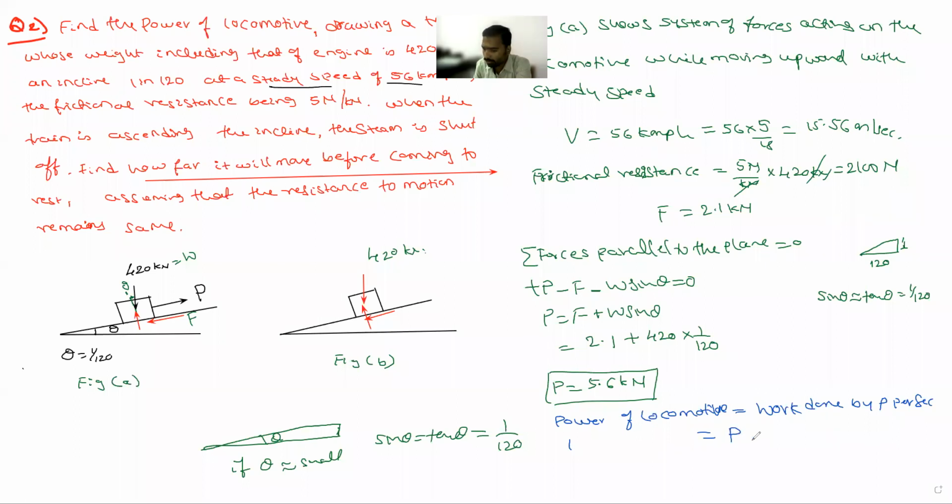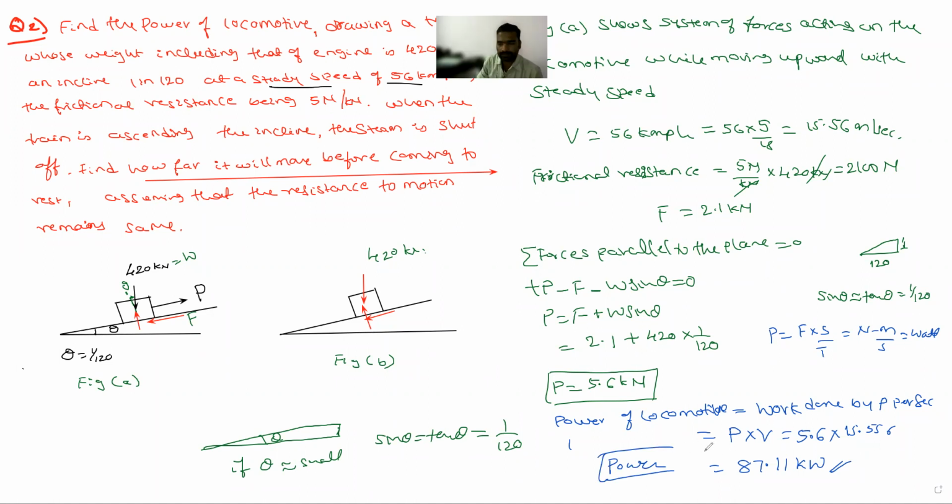So how much is the work done? The force is P, and distance by time is velocity. So P is 5.6 into the velocity, 15.556 meter per second. Total is 87.11 kilowatt. Power is force into distance divided by time, so newton meter per second is watt. Here 5.6 is in kilonewton and meter per second, so it is kilowatt. This is the total power of the locomotive. Is it understood, everyone?